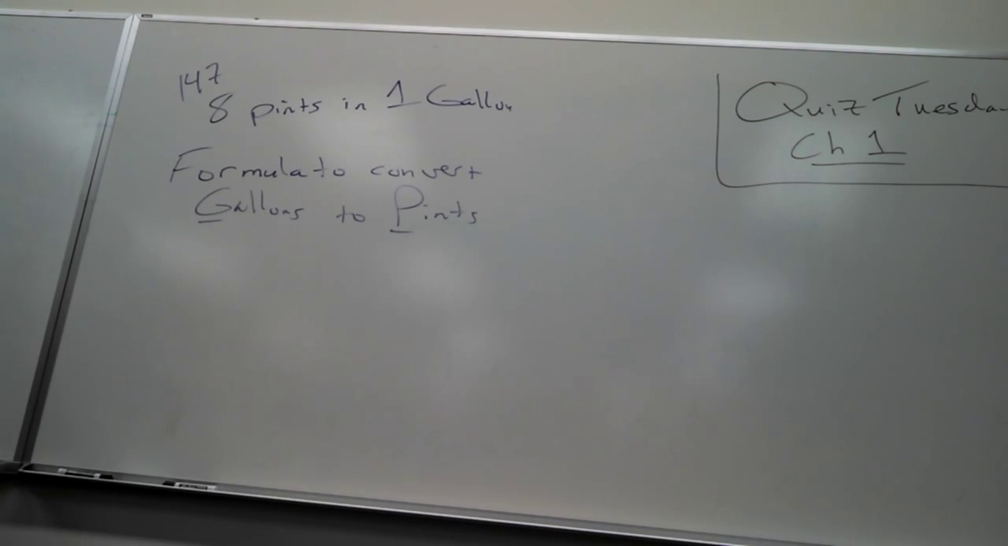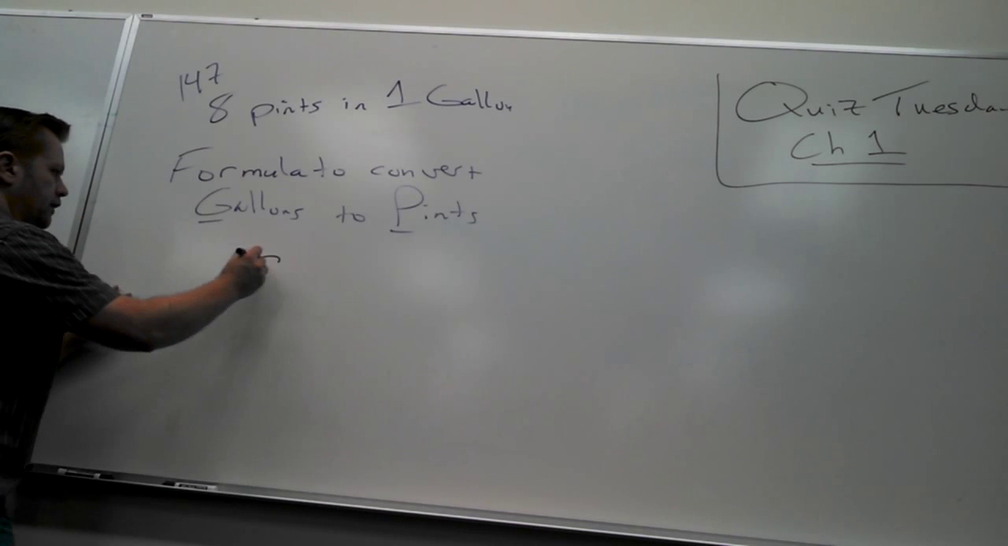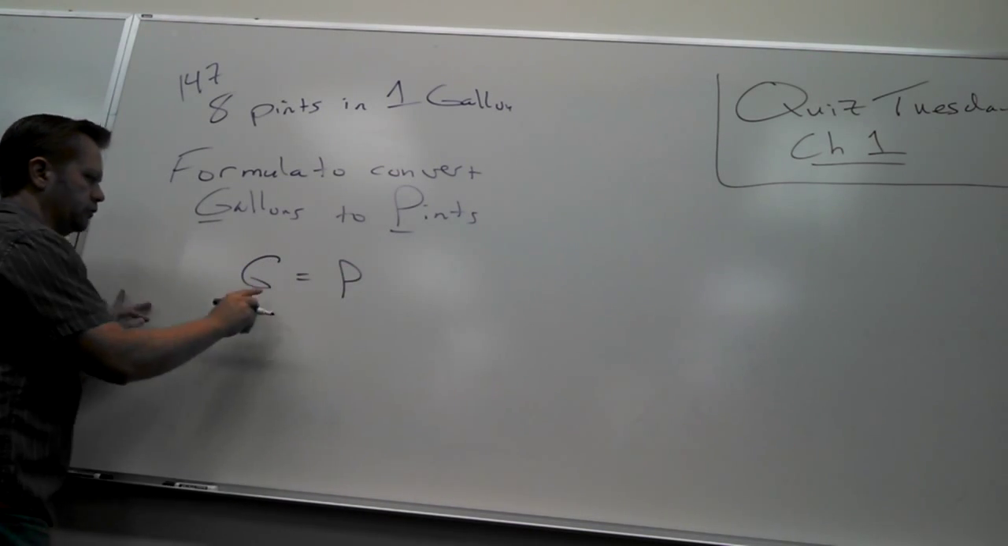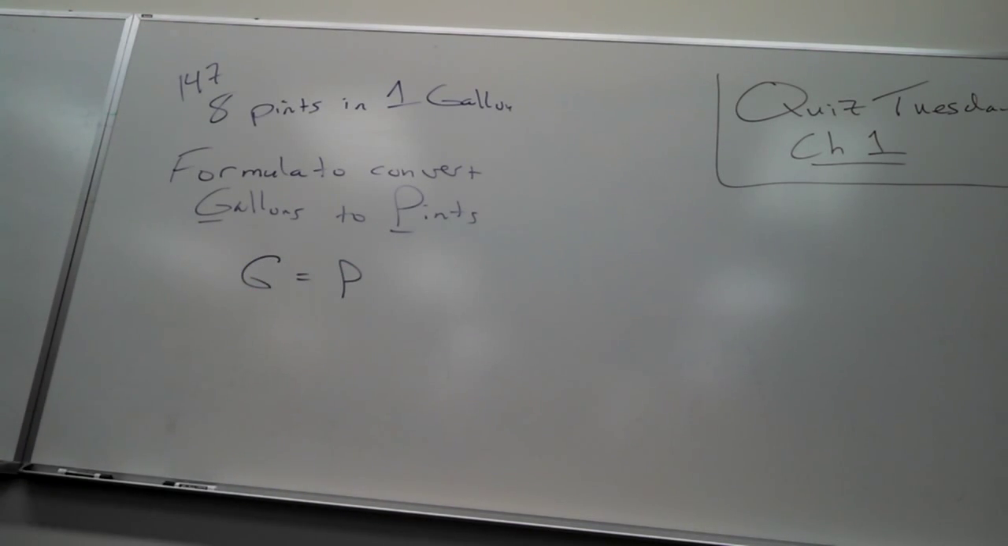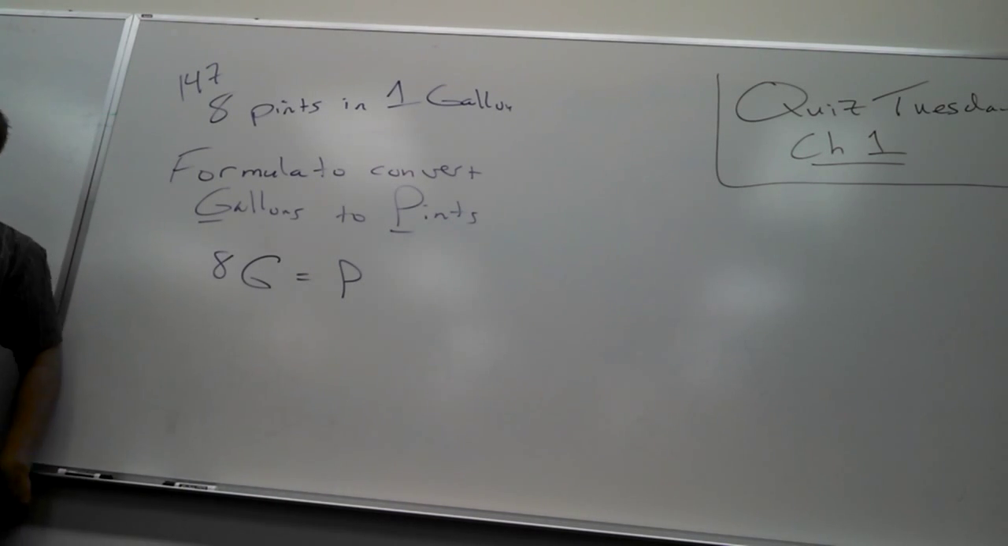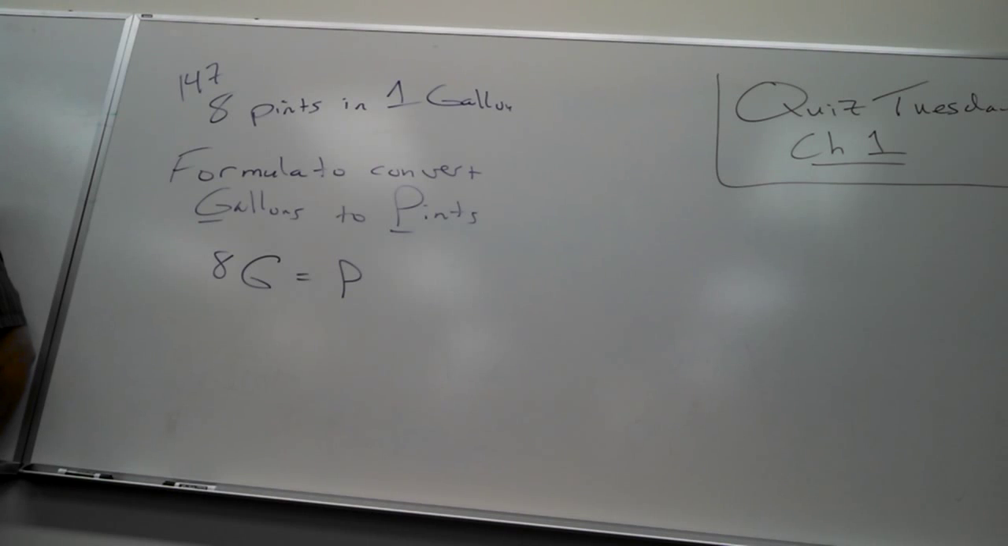16. Is that cool? So if I have gallons, how do I get to pints? What do I do with the number of gallons? Multiply by 8. 8 times the number of gallons equals the number of pints. Is that cool? You kind of with me a little bit?